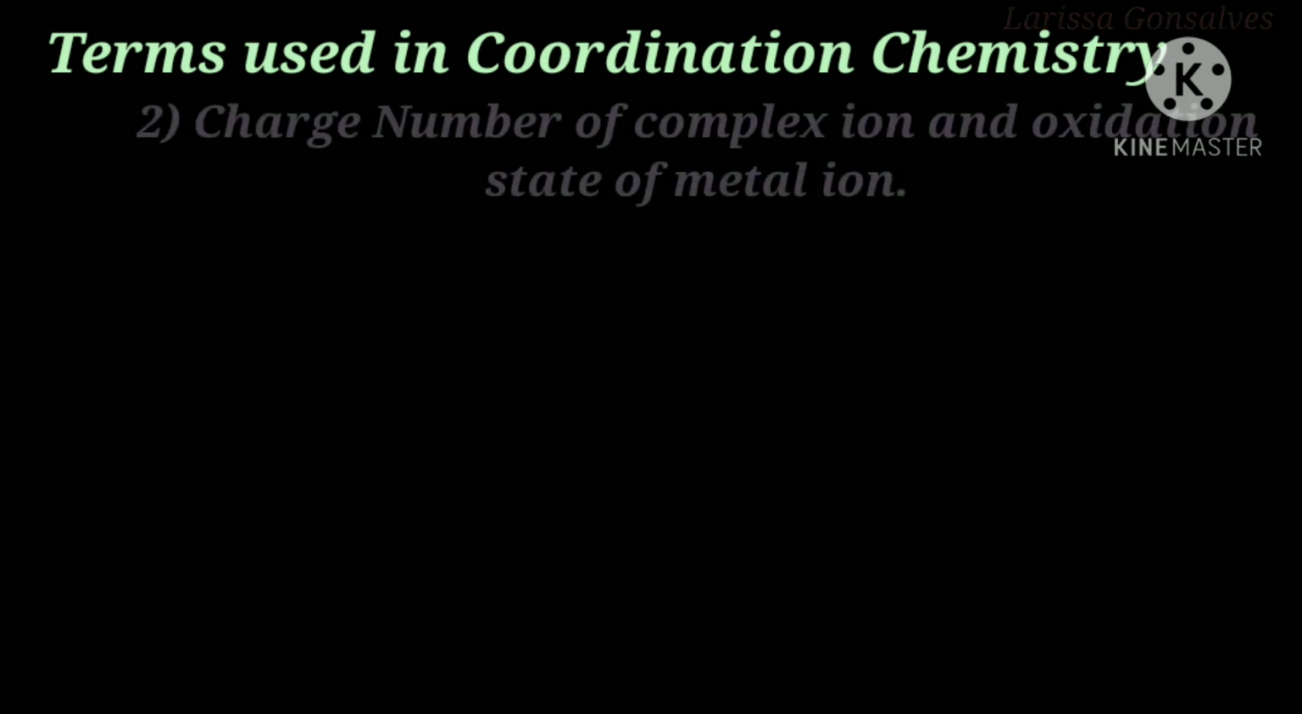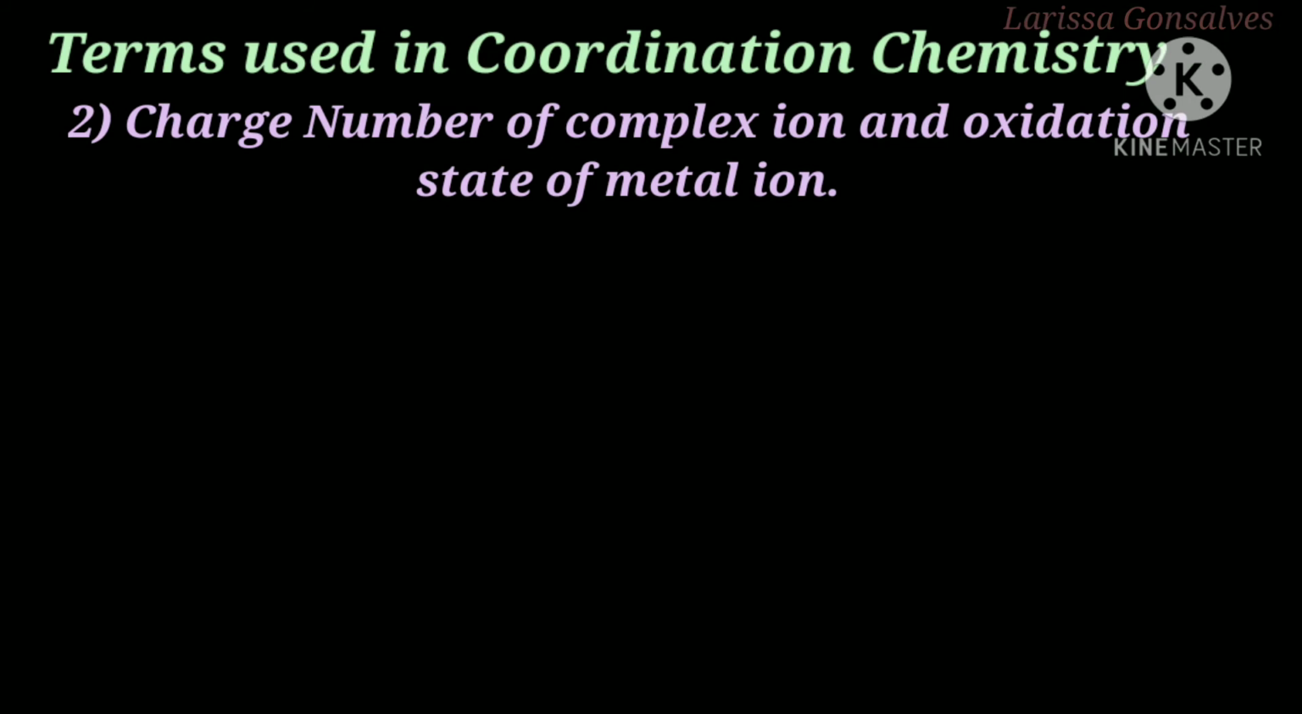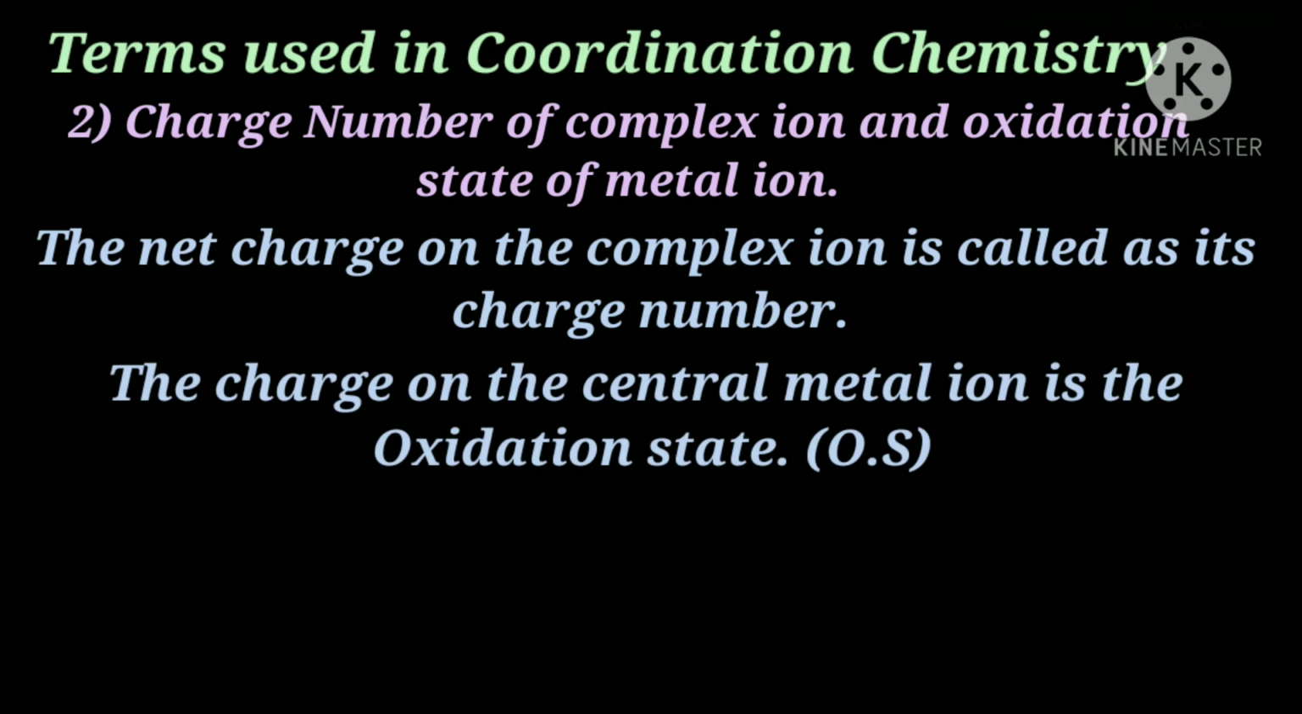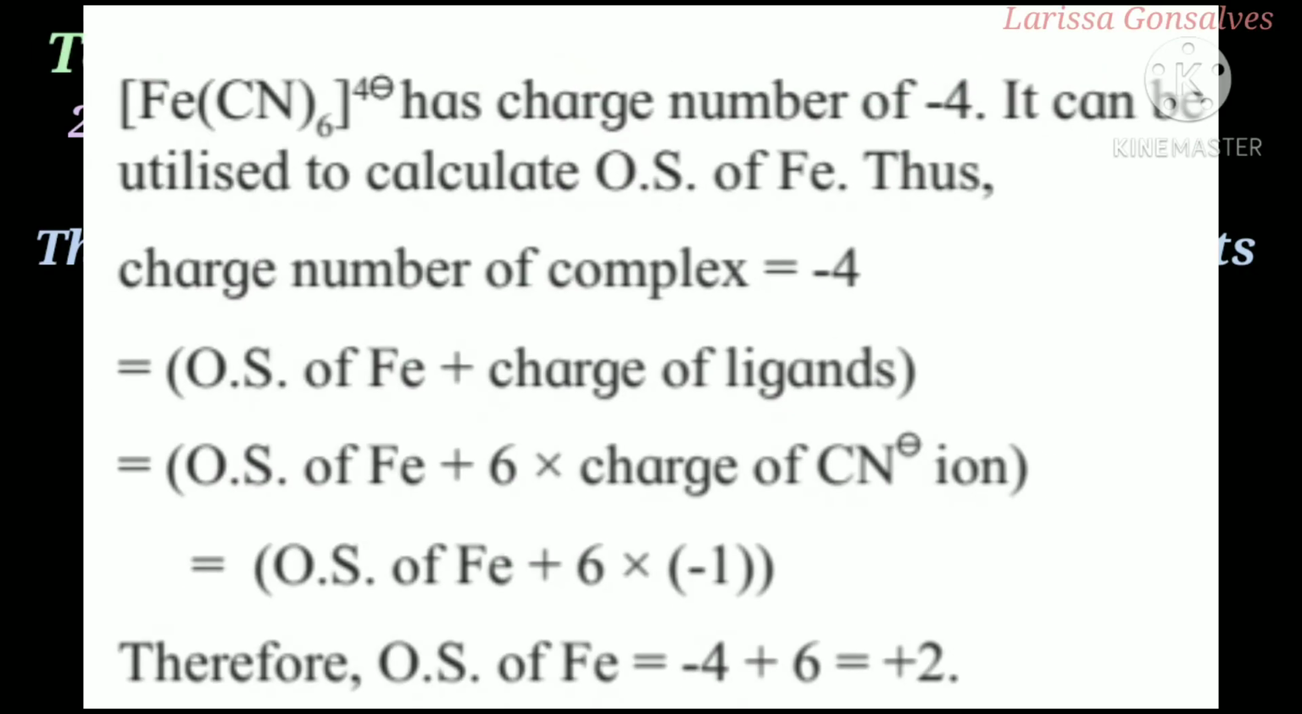The next term is the charge number of the complex ion and the oxidation state of the metal ion. The net charge which is present on the complex ion is called the charge number. It is the algebraic sum of the charges which are present on the metal ion and the ligands. However, the charge which is carried by the central metal ion is the oxidation state. It is also represented as OS. Let us consider the example of the complex [Fe(CN)6]. You have the coordination bracket raised to 4 minus. So the 4 minus which is present here is the charge number of this particular complex.